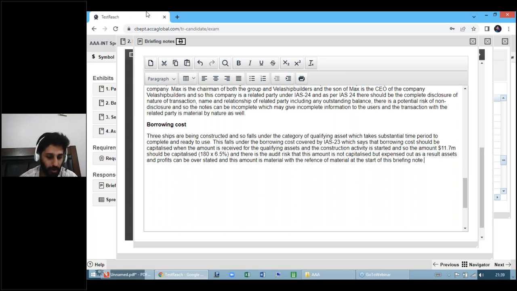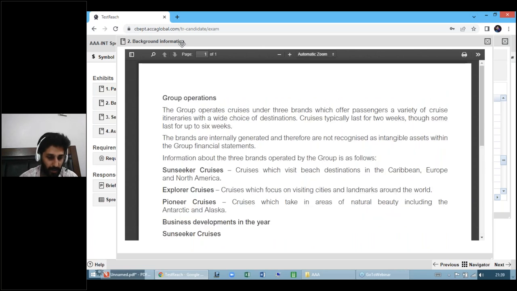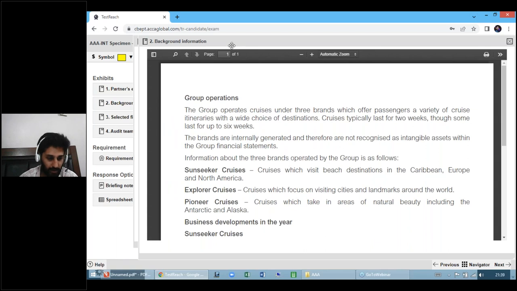Now I'm moving forward. Pioneer Cruise. 3 cruises are for more adventurous travelers and are growing in popularity. In order to visit certain destinations on these specialty cruises, the group has to acquire operating licenses from the local government. The cost of license acquisition is capitalized as an intangible asset. It is the background information and it's correct.